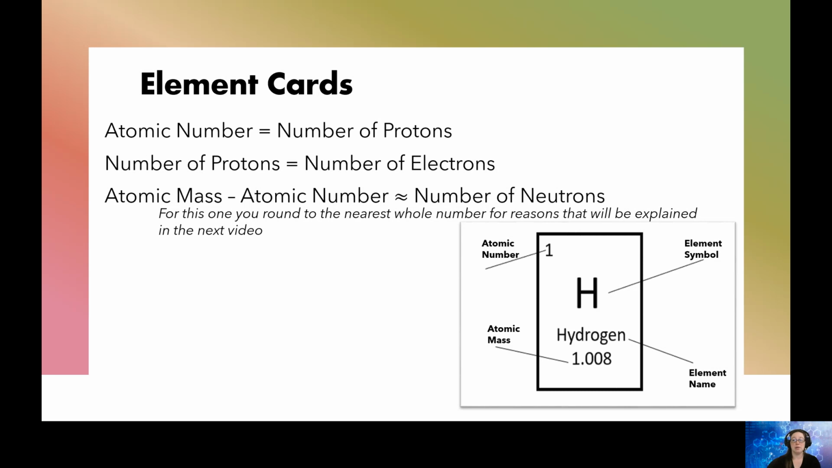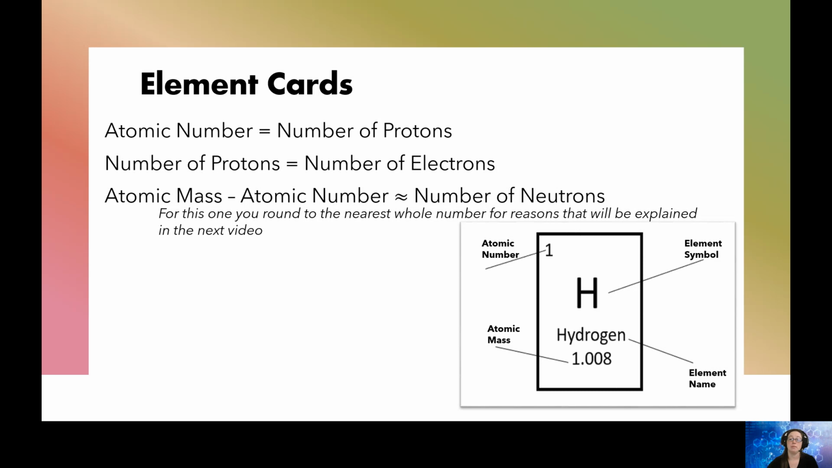Okay, so element cards tell you a lot about an atom, even with just those 4 things on them. For example, an atom's atomic number is equal to the number of protons in every single atom of that element. If an atom has 1 proton, it is always going to be hydrogen. If it has 6 protons, it will always be carbon. The protons determine what element you have. In every neutral atom, that number of protons shown by your atomic number is going to be equal to the number of electrons as well. So just with one single number, you know the number of protons and the number of electrons for an atom, for an element.